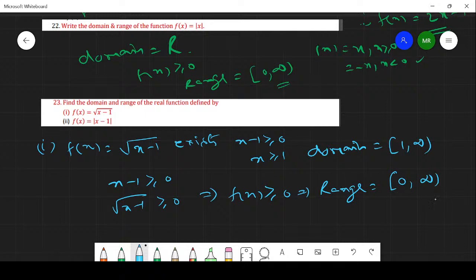Range is equal to 0 to infinity. Like this we can consider. So this is the domain and range, an important problem. Now here I will tell you another one.